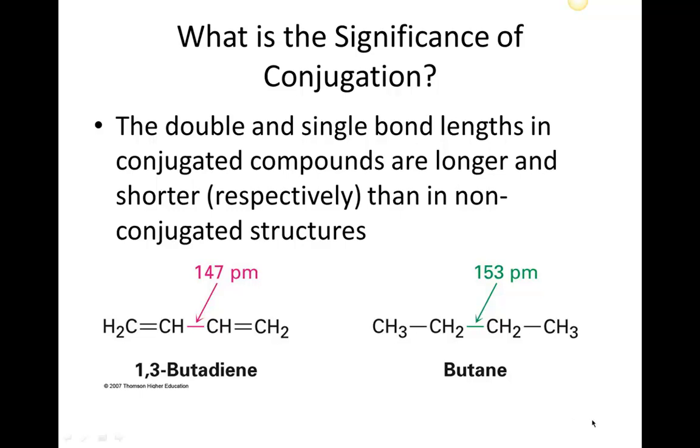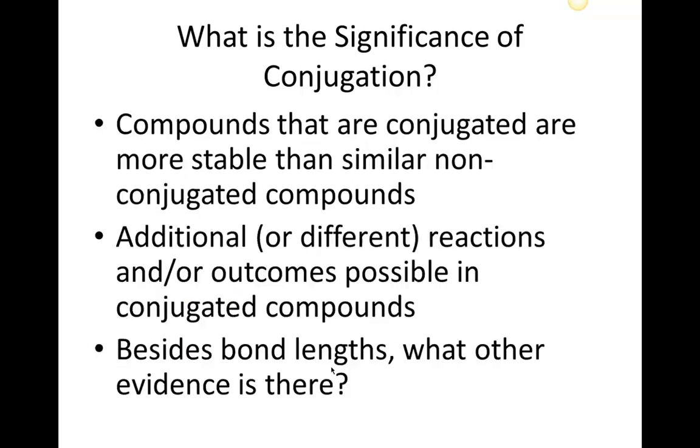So if you compare the bond length that looks like a single bond in butadiene between these two quote-unquote double bonds, it's shorter than if you just look at an ordinary single bond in an alkane. And so that leads us to think there's a little bit of something going on. This is not just an ordinary single bond.